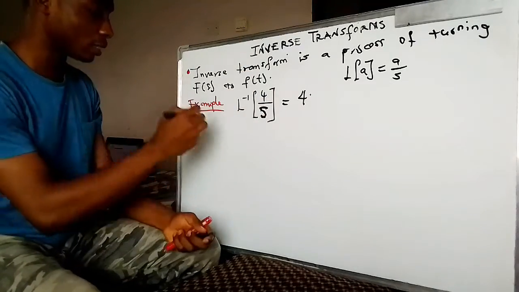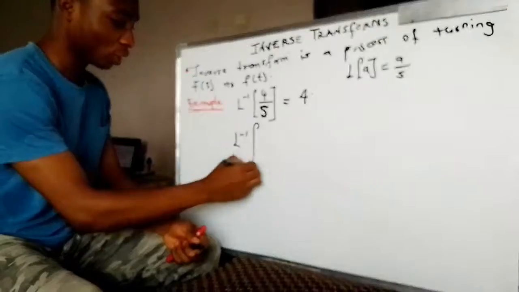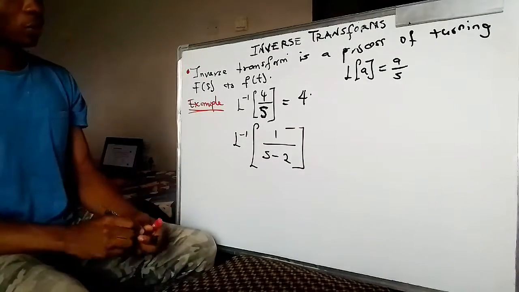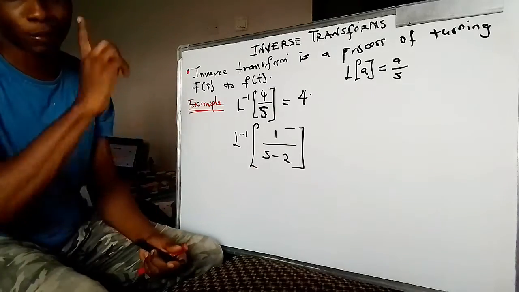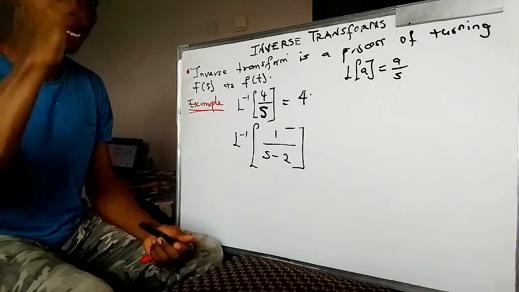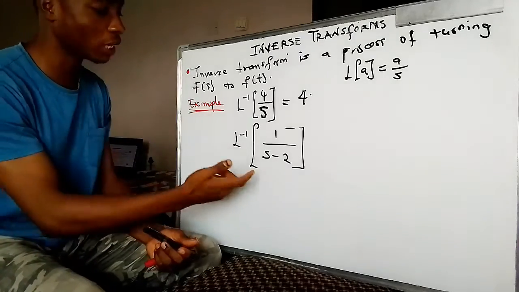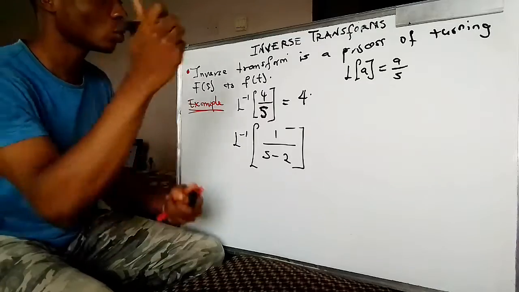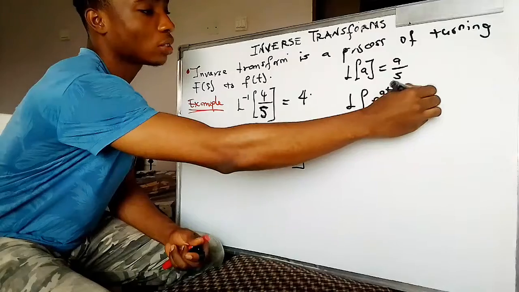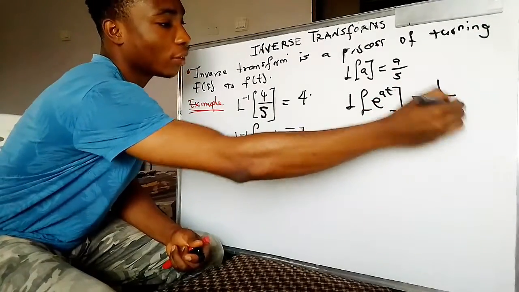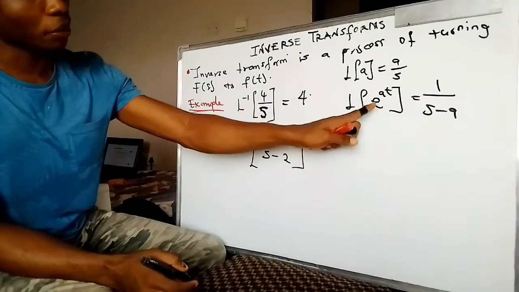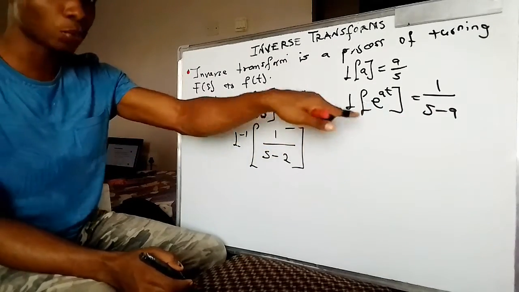So now let's take another example which says find the inverse transform of 1 divided by s minus 2. Now we are asked to turn this function of s back to the original function of t. Like I said, you have to remember the Laplace of these functions so that you can easily know how to get their inverse. We all know that the Laplace of exponential at is equal to 1 divided by s minus a, right? So they are asking us to get the inverse of this back to the original exponential function.